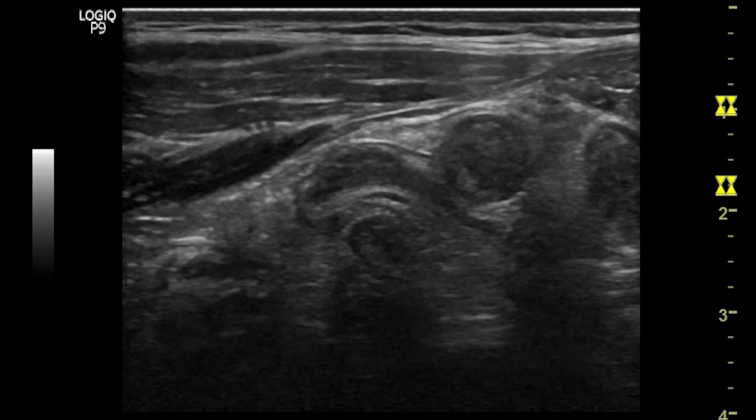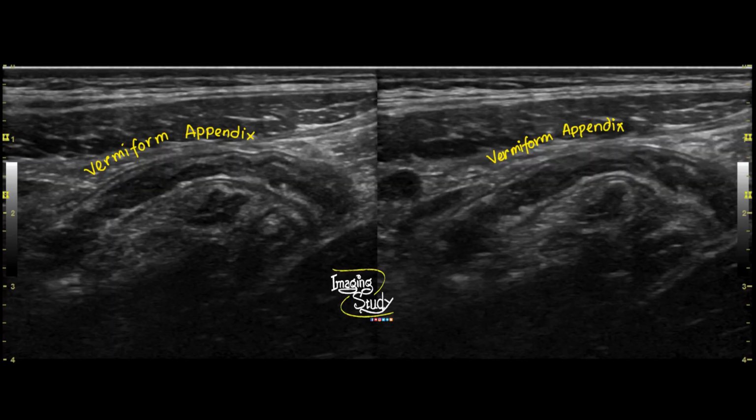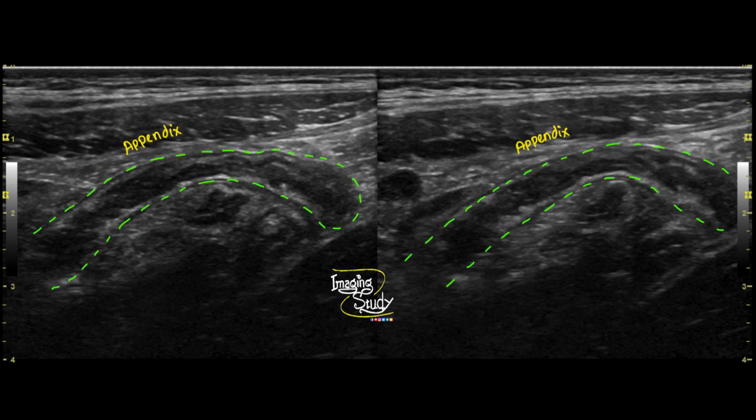It's quite rare to get a normal vermiform appendix visualized on high-frequency ultrasound in routine practice, but if you search for it, then you can get sometimes.